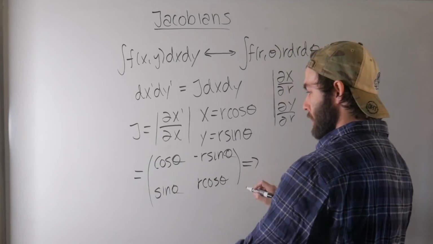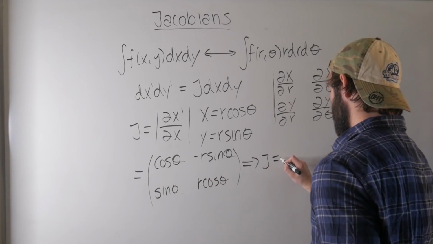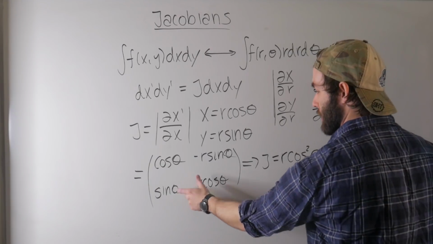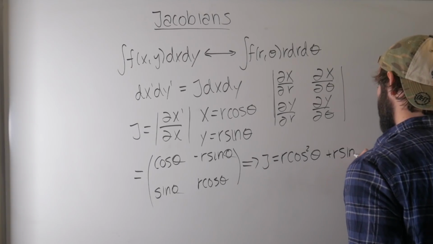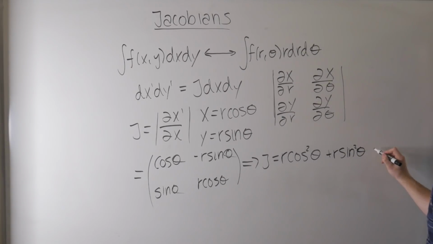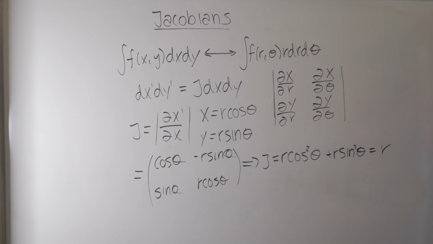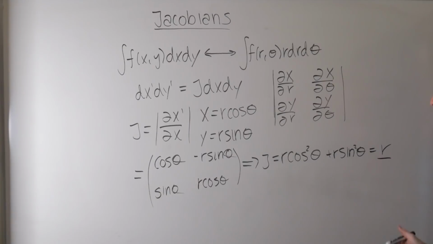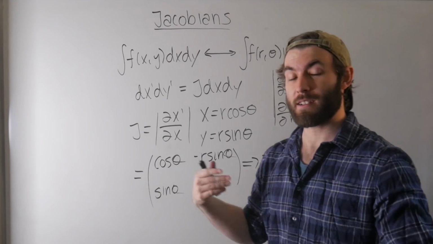Okay, so taking the determinant of this gives us r cosine squared theta minus minus r sine squared theta, so plus r sine squared theta, which is just equal to r, because cosine squared plus sine squared is equal to 1. Okay? So we do get the right Jacobian. We have our old variables times r corresponds to our new variables. So that worked.